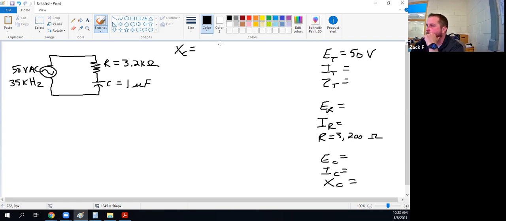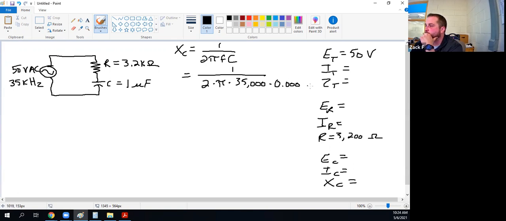What's the formula? 1 divided by 2 pi f C. 1 divided by 2 times pi times 35,000 times 0.001. Microfarads for 1 microfarad.